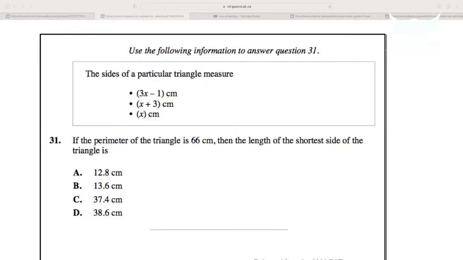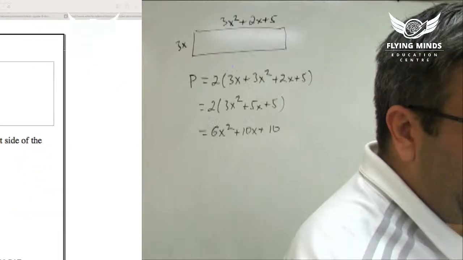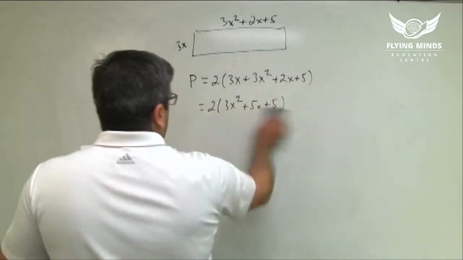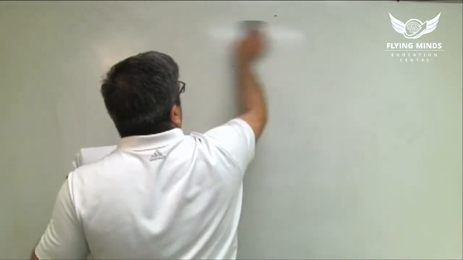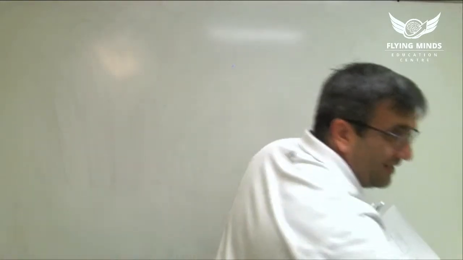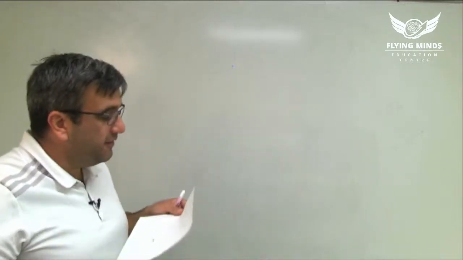So question 31, the sides of a particular triangle measure 3x minus 1 centimeters, x plus 3 centimeters, and x centimeters. If the perimeter of the triangle is 66 centimeters, then the length of the shortest side of the triangle is. Okay, so again, not hard. This is an easy question. Yeah, so far the hardest question was transformation, even for me.